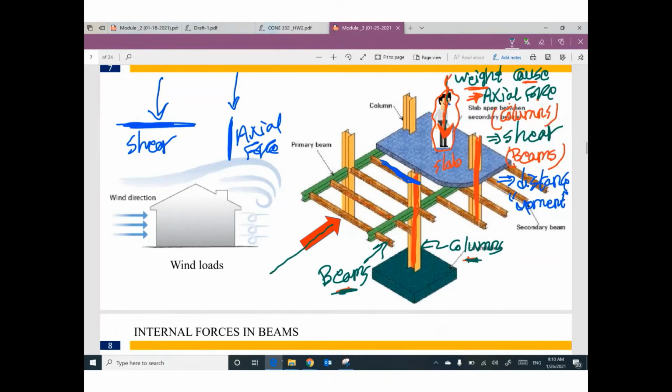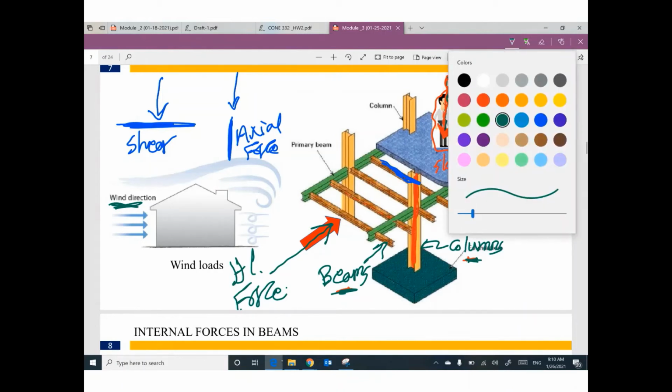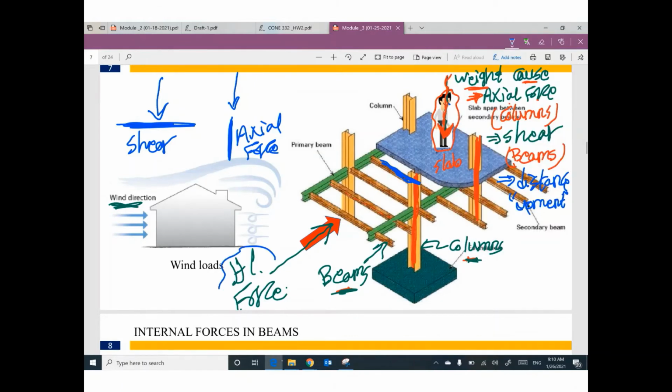If you have horizontal force, do you know how we can get horizontal force? From wind. If you have wind load, we can expect horizontal load on this building. Can you tell me this horizontal force, which is coming from wind, will cause axial force in which part? And the shear force in which part? What do you think?